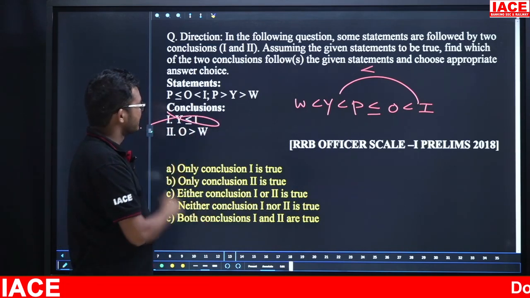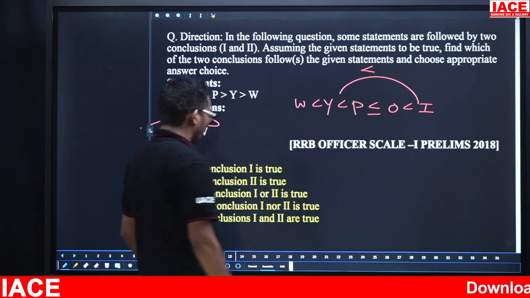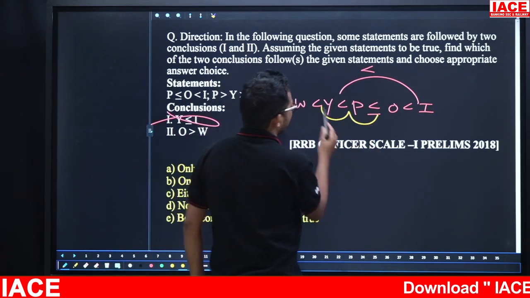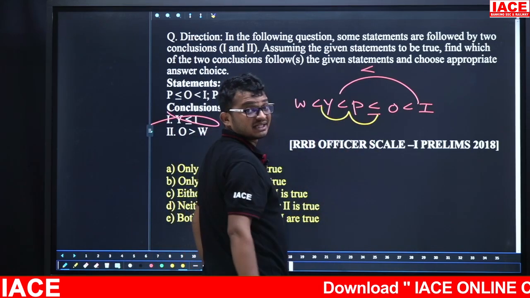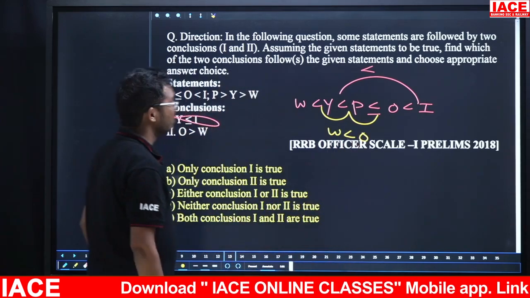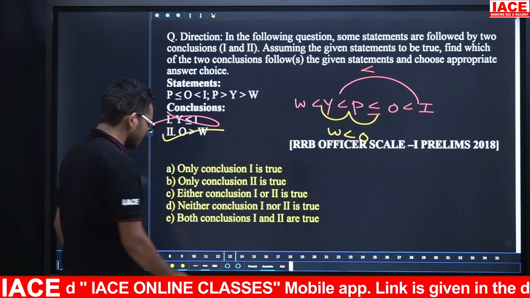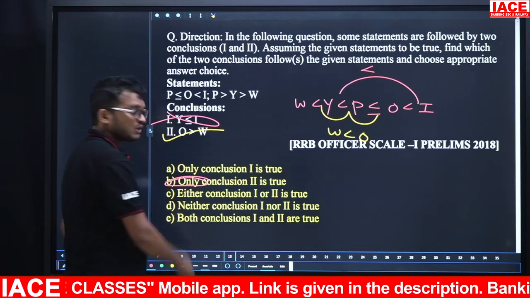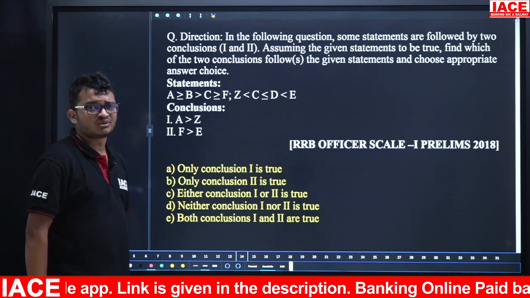But here they have given Y less than or equal to I, which means the first one is false. Second one, between O and W, what are the symbols here? Less than or equal to, resultant is less than. So W is less than O, then O is greater than W, so the second one is true. That means only 2 is true, so your answer is option B. Take next question. Your time starts now.